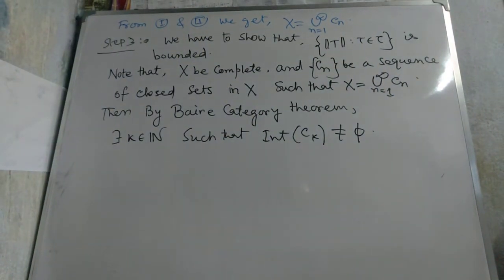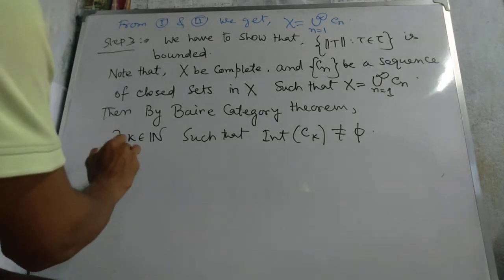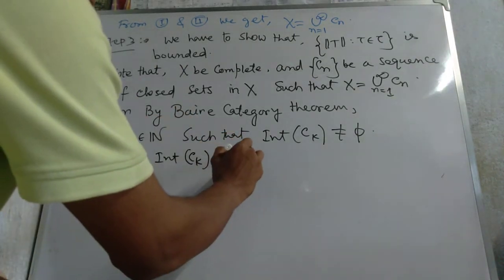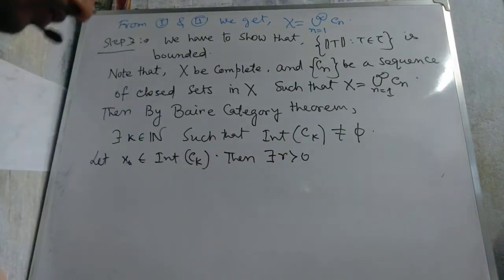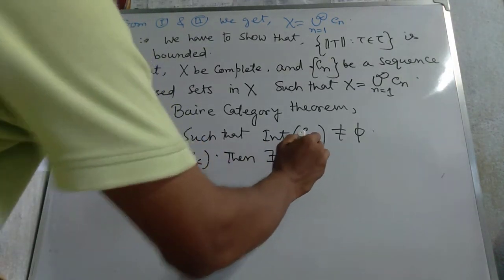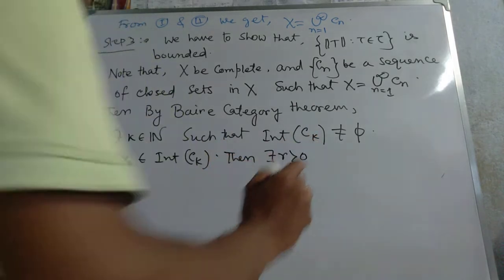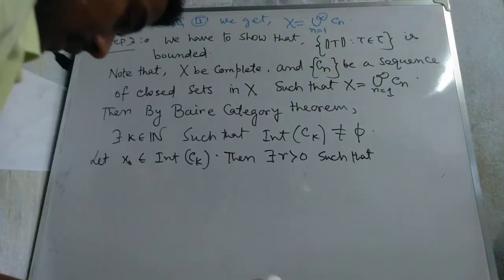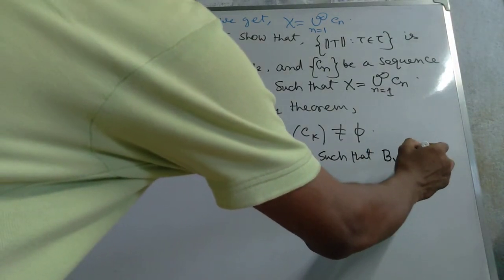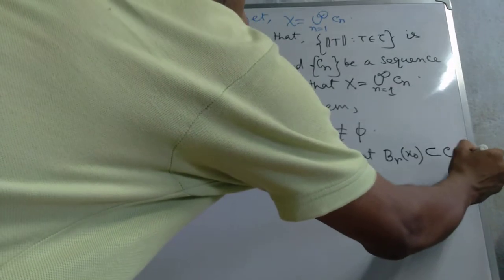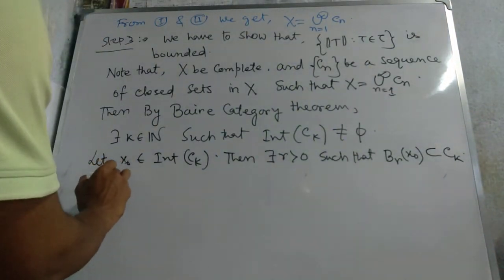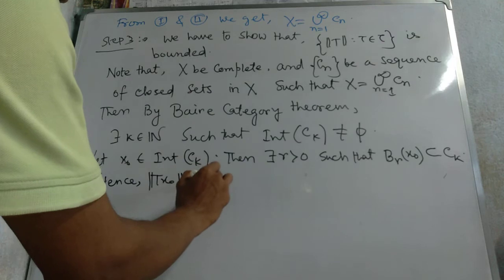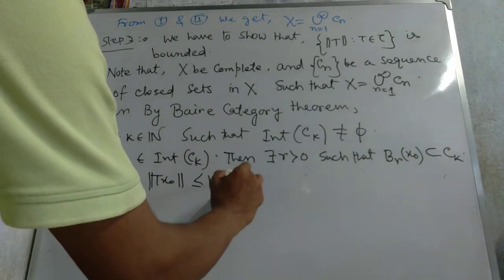Then let x0 belong to the interior of Ck. Then there exists r greater than 0 such that B(r, x0) is a subset of Ck. Hence norm of Tx0 is less than or equal to k for all T belongs to tau.